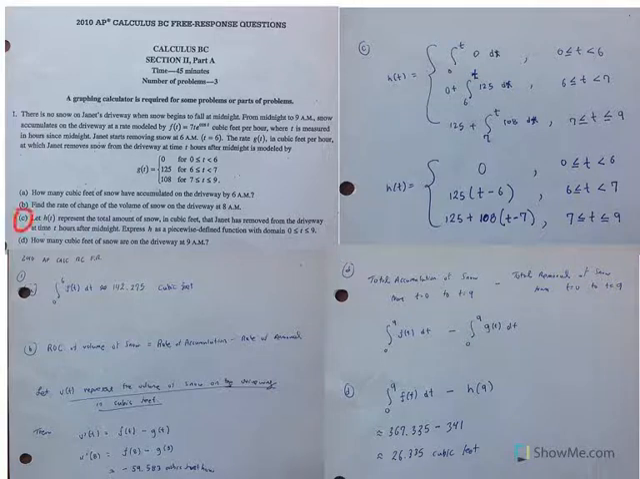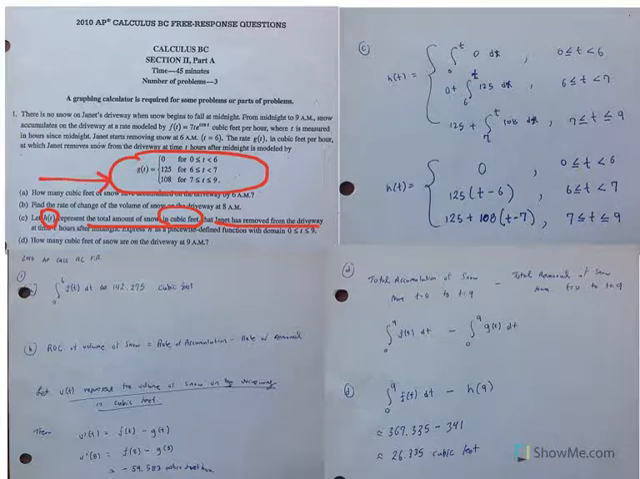Now, part C. Let h of t represent the total amount of snow in cubic feet that Janet has removed from the driveway at time t hours after midnight. Express h as a piecewise defined function with domain from 0 to 9. So you've got to read that carefully to understand what h is. H should represent the total amount of snow in cubic feet that she has removed from the driveway at t hours after midnight. So we know the rate at which she's removing snow from the driveway at t hours after midnight. That's given by g of t.